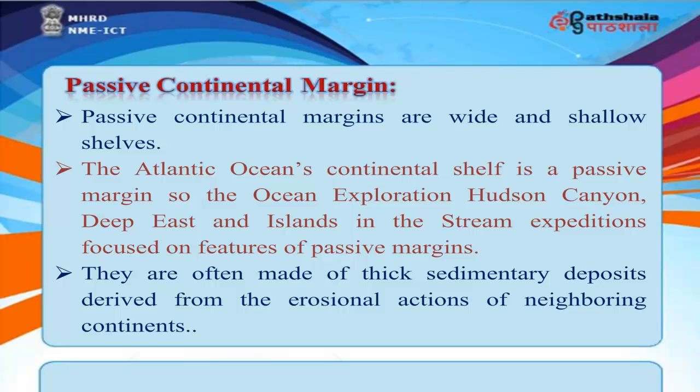Passive continental margin. Passive continental margins are wide and shallow shelves. The Atlantic Ocean's continental shelf is a passive margin, so the ocean exploration expeditions focused on features of passive margins. They are often made of thick sedimentary deposits derived from the erosional actions of neighboring continents.